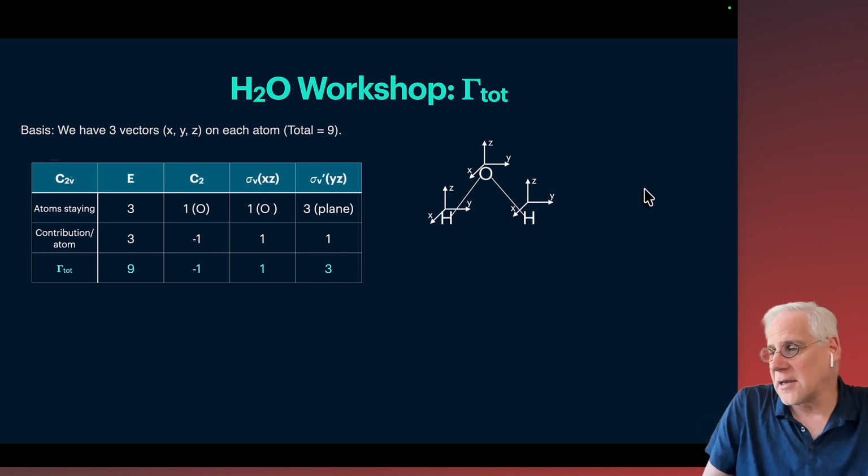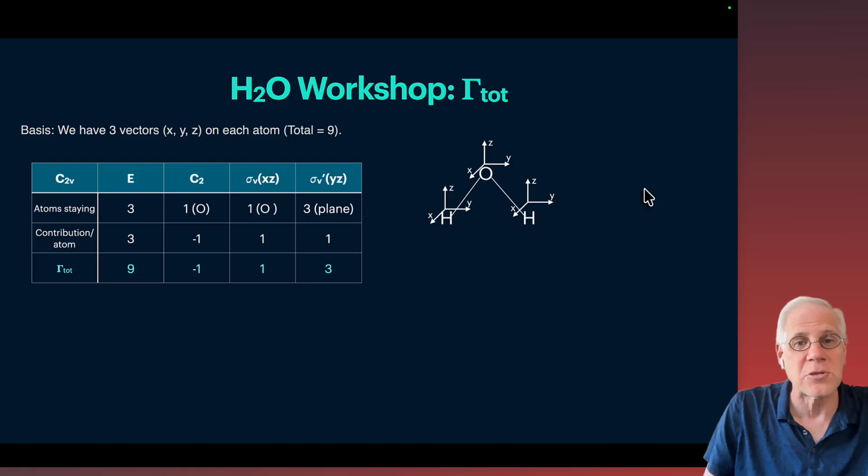So in our first line here, we're going to look at our atoms staying. Do the atoms stay in place or not? We're just going to count the number of atoms that stay in place when we perform a symmetry operation on the molecule. So if we do an E, the identity operation, all three atoms are going to remain in position, and so our character there is going to be a 3.